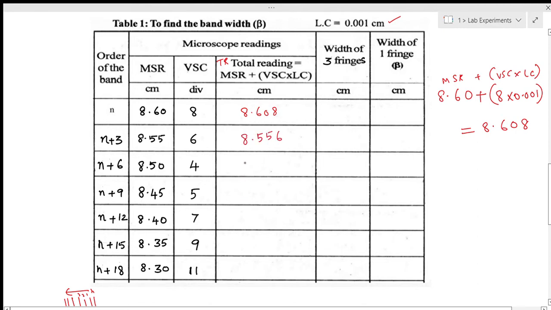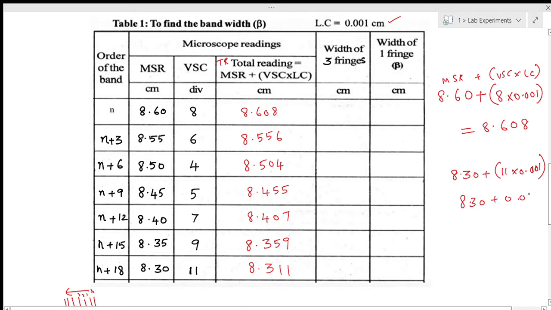In the same way, we are going to do the calculation for the other values also: 8.556, 8.504, 8.455, 8.407, 8.359, 8.311. Let me do it again. 8.30 is MSR, VSC is 11 into 0.001. So 8.30 plus 0.011.